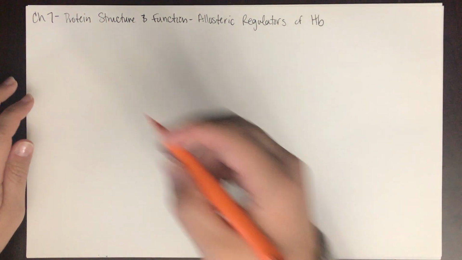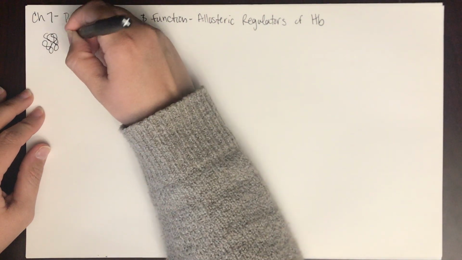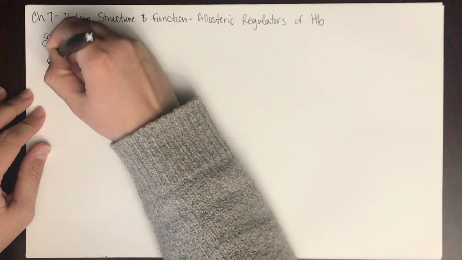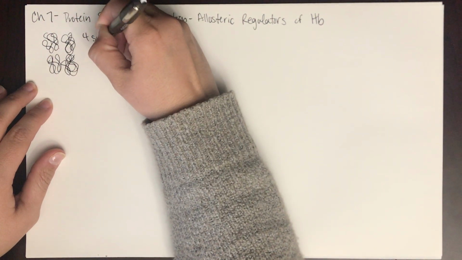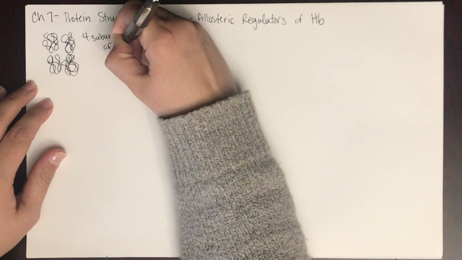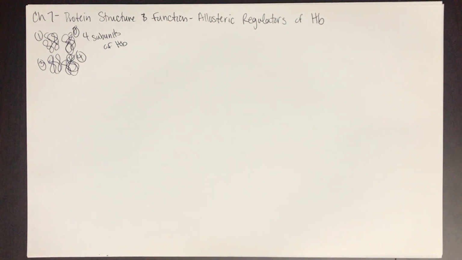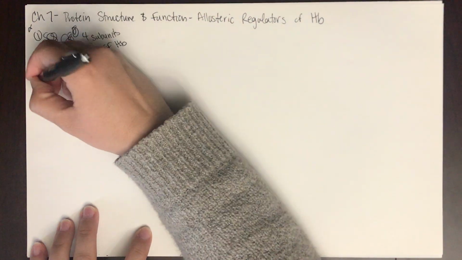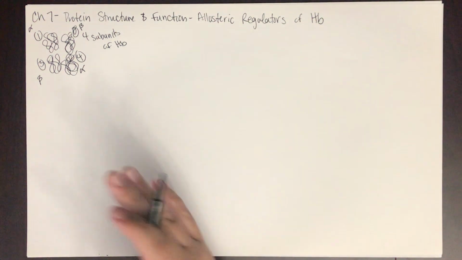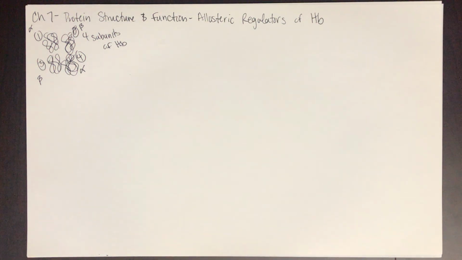Let's just draw real quick. Let's say here is hemoglobin. Here are the 4 subunits of hemoglobin. We'll say 1, 2, 3, 4. There's really 2 alpha and 2 beta subunits. So there's an alpha subunit here, an alpha subunit here, a beta subunit here, and a beta subunit here. So we have essentially 2 dimers of alpha and beta to make up this tetramer, 4 subunits of hemoglobin.